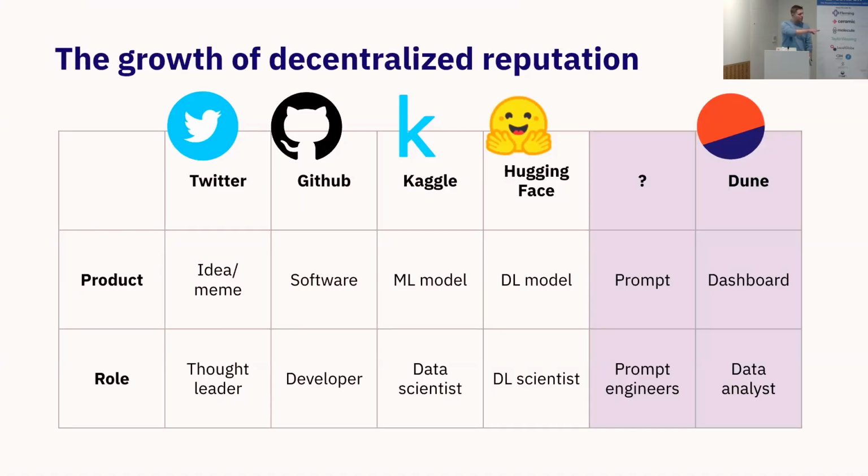I think GitHub is probably the easiest one to explain. GitHub's amazing thing is that it enabled primarily open source software developers to build their reputation and to share great software with the world. So the product that people are making is software, and the role that it develops a reputation system for is developers.